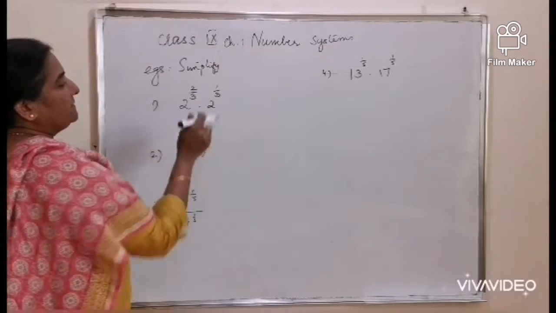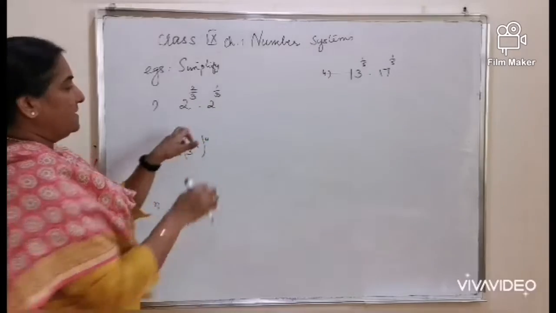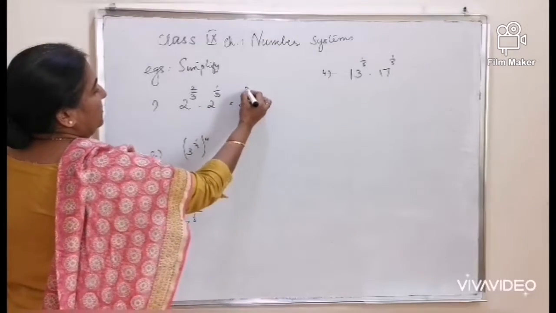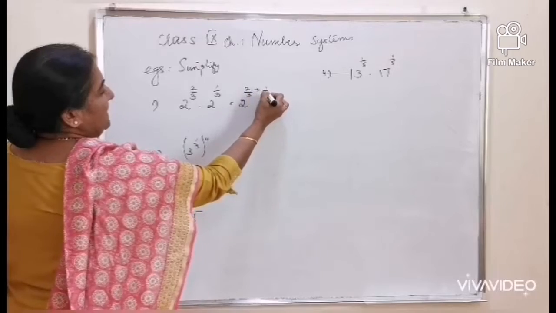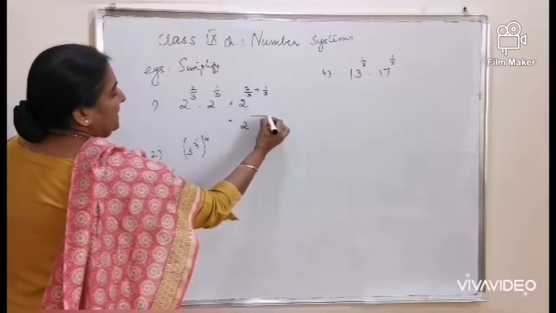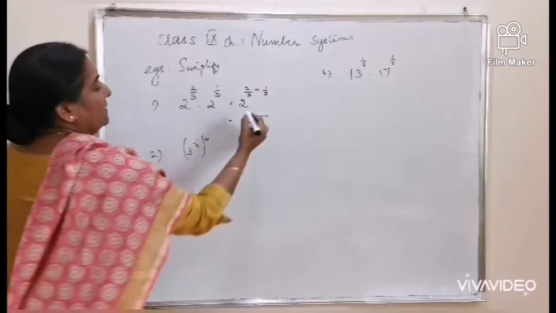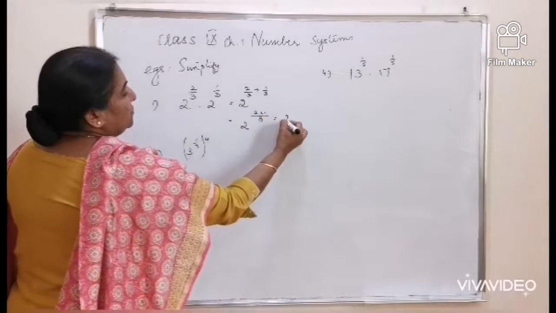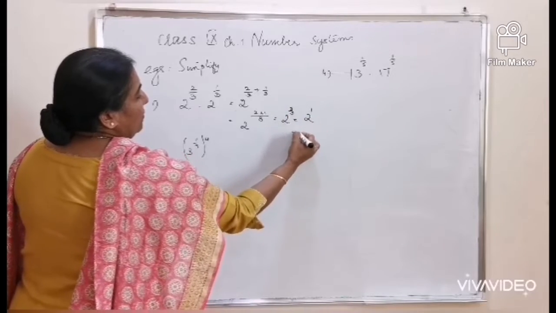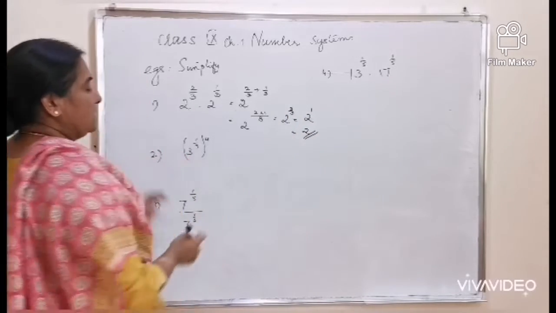2 to the power of 2 by 3 into 2 to the power of 1 by 3. The base is same. The rule can be applied as 2 to the power of 2 by 3 plus 1 by 3. 2 to the power of, the denominator is same. 2 plus 1, 2 to the power of 3 by 3, 2 to the power of 1, or it is the same as 2.